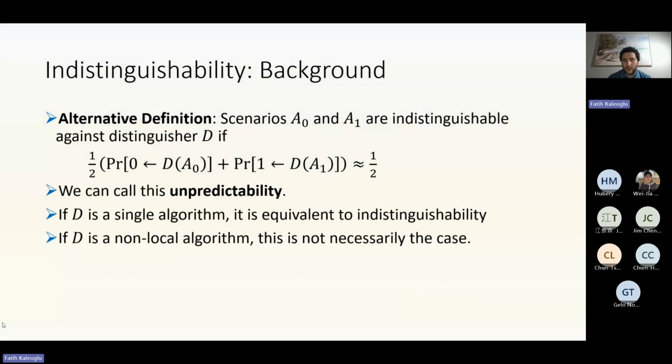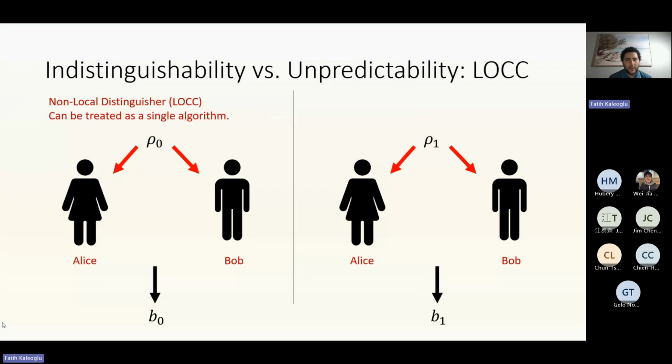However, in our case of nonlocal adversaries and distinguishers, this is not necessarily true. By nonlocal, we mean two algorithms, Alice and Bob, that are spatially separated and they're going to be restricted in some way. What's been considered in prior work is typically this LOCC setting, where they can perform local operations and they're allowed to communicate using classical communication. In this case, it still makes sense to consider the distinguisher outputting a single bit because it doesn't matter who outputs the bit, Alice or Bob, as they can communicate and agree on this bit before outputting the final bit. In that sense, the two definitions will still be equivalent.